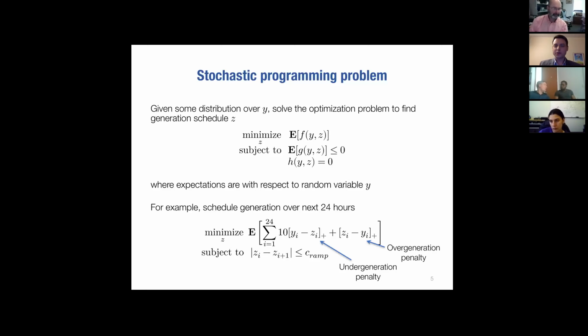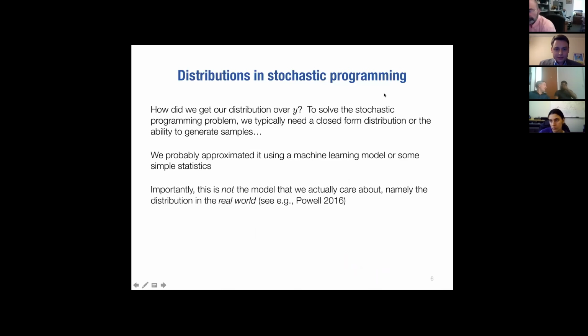So I'll assume that everyone understands that perfectly and there's no confusion there at all. Okay, so now the big question I would say is, how do we actually get our distribution over y, right?